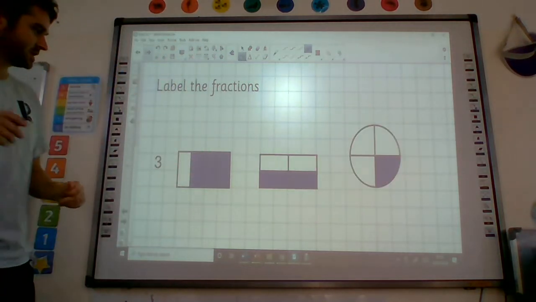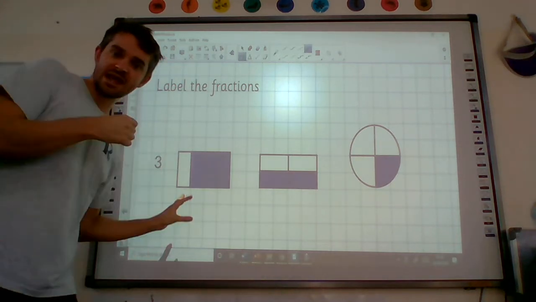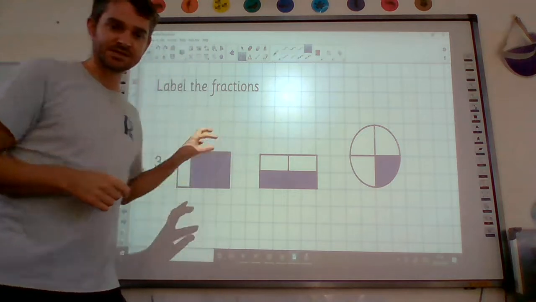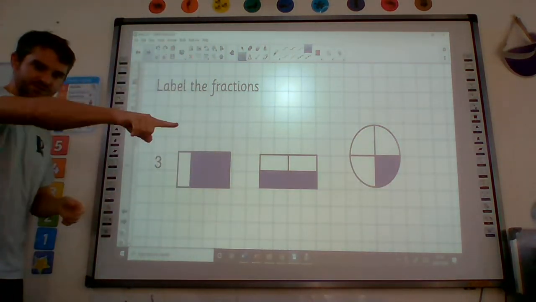Let's keep going. Number 3. Which one shows 3/4? Write the names of all of the fractions. What's this? What's that? What's this? Pause the video.